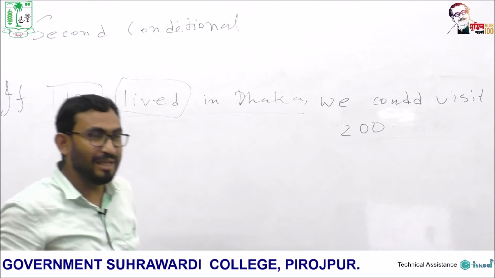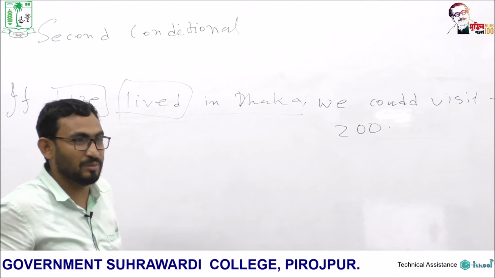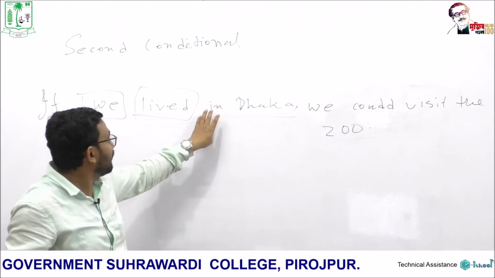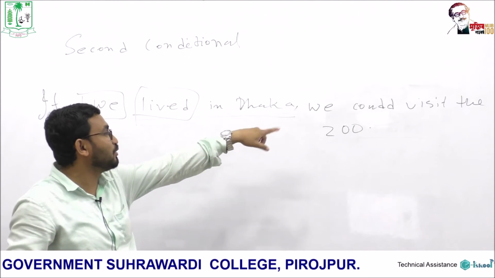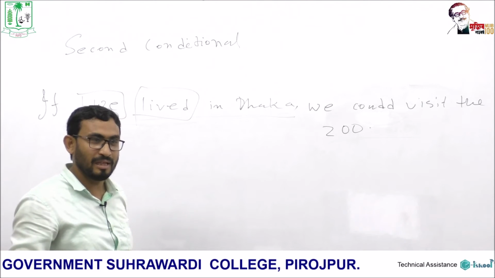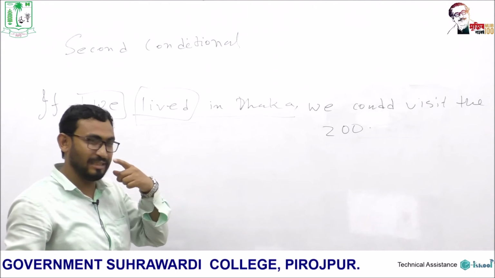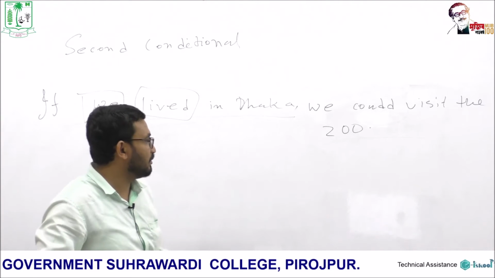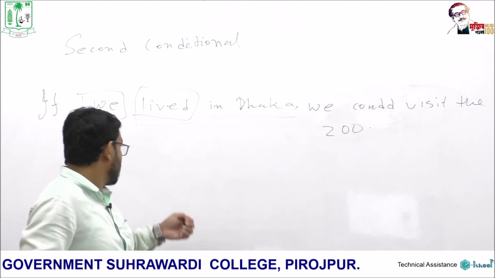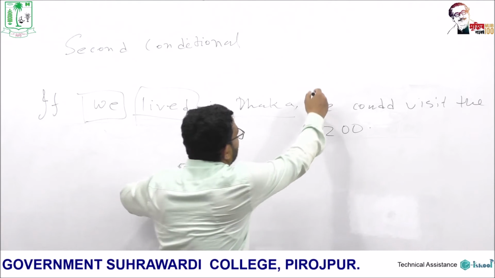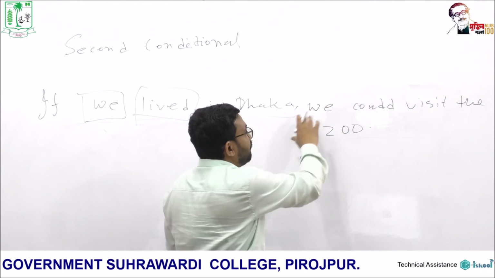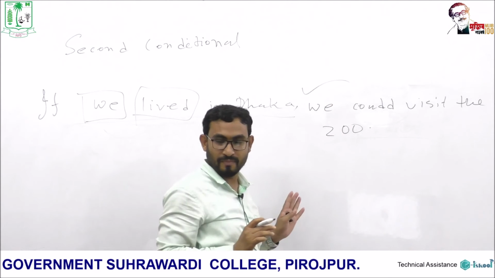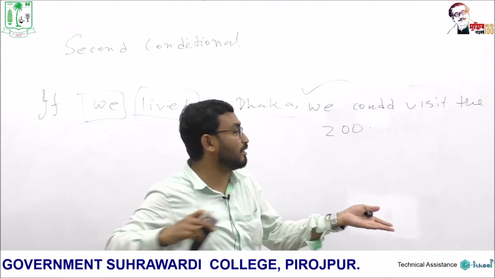Because if you live in Pirojpur, you cannot visit a zoo. But if you lived in Dhaka, you could visit the zoo. I have used the zoo because in Dhaka there is one zoo, that is our national zoo, and that's why I have used the word zoo. So for example, Rafi, a student, has completed the sentence in this way. Okay, very good, it's right. But another student can complete it in another way.